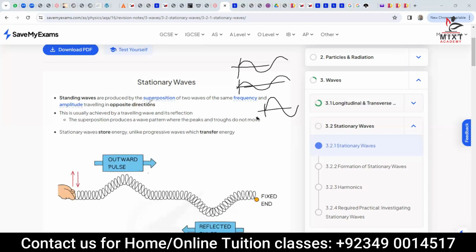The superposition produces a wave pattern where the peaks and troughs do not move. Now, this is very interesting. There are peaks, but they are not moving. They're just vibrating. That's the fact. And stationary waves store energy, unlike progressive waves, which transfer energy.